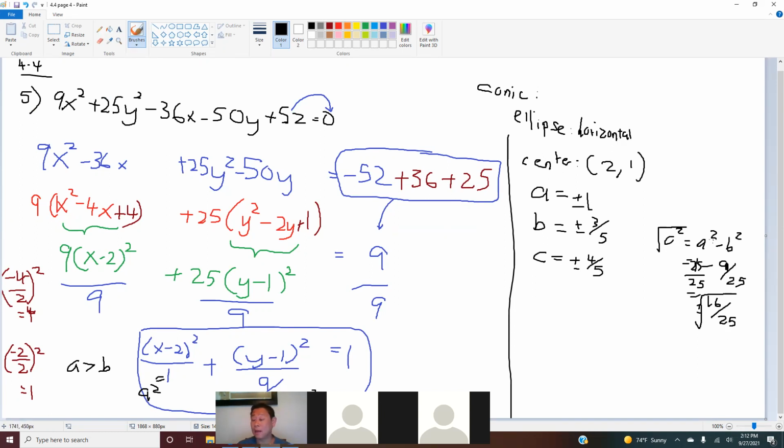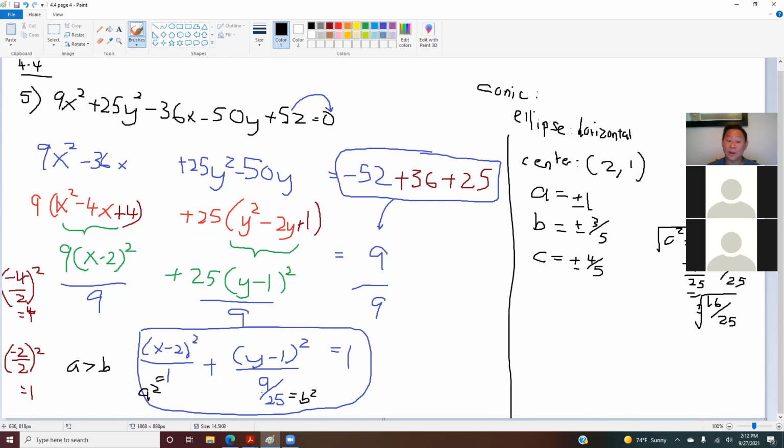Yes, this costs like 2 points in your test to calculate your ABC here. So make sure you guys take a square root of this for A and B. A lot of students think that your A is 1 and your B is 9/25. That is not your B, that's your B squared. Okay. So now we need to find your vertices.